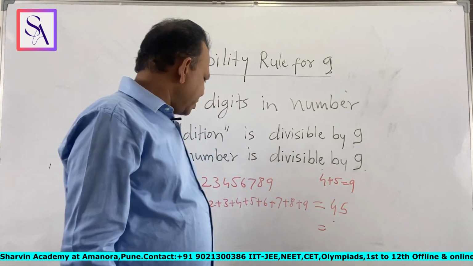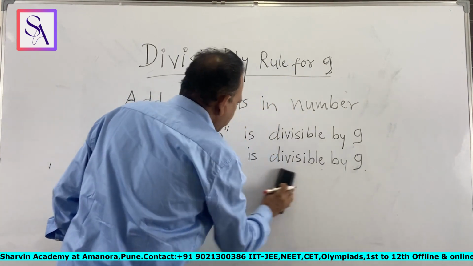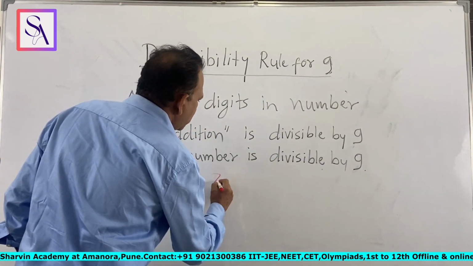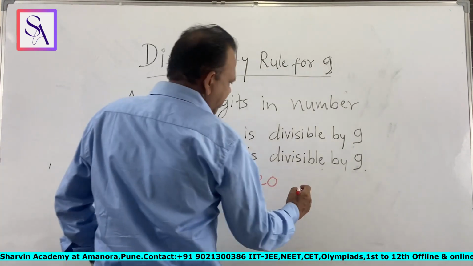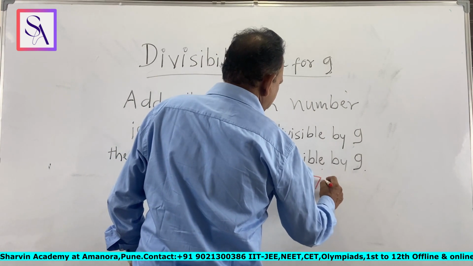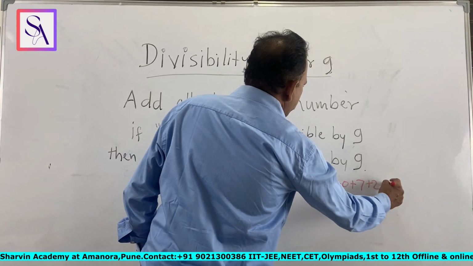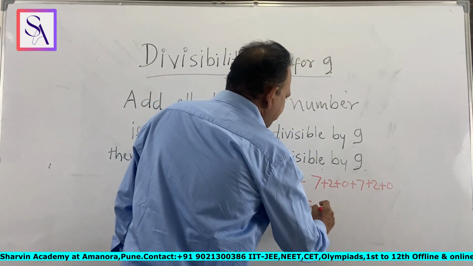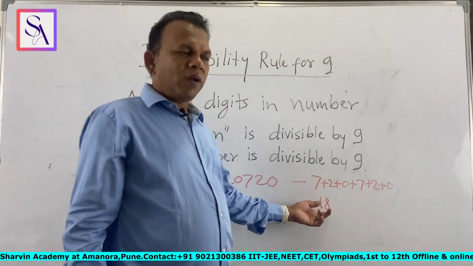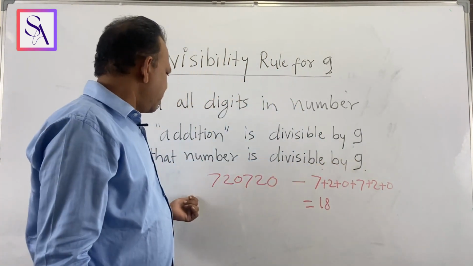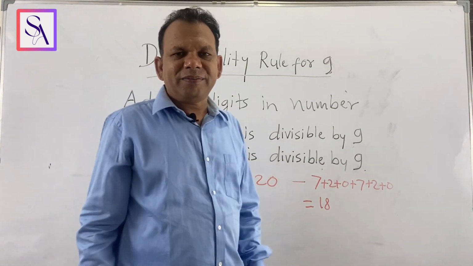So coming back to our example, 720,720. If I add 7 plus 2 plus 0 plus 7 plus 2 plus 0, we have seen that the total came to 18, and 18 is divisible by 9. So this number 720,720 is divisible by 9.